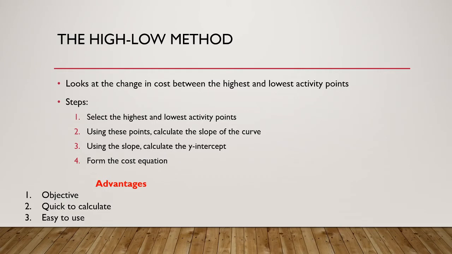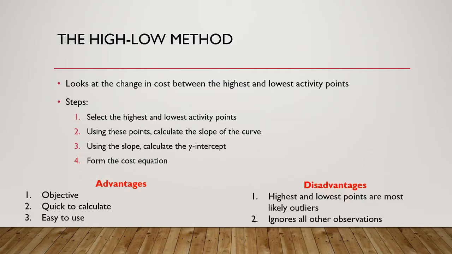This fact leads us to our advantages and disadvantages. Because all people using this method would identify and use the same 2 points, everybody should come up with the same cost function. Therefore, this method is objective. It is also quick to calculate and easy to use, as we are basing the entire calculation on just 2 observations. On the disadvantage side, we see some real problems.